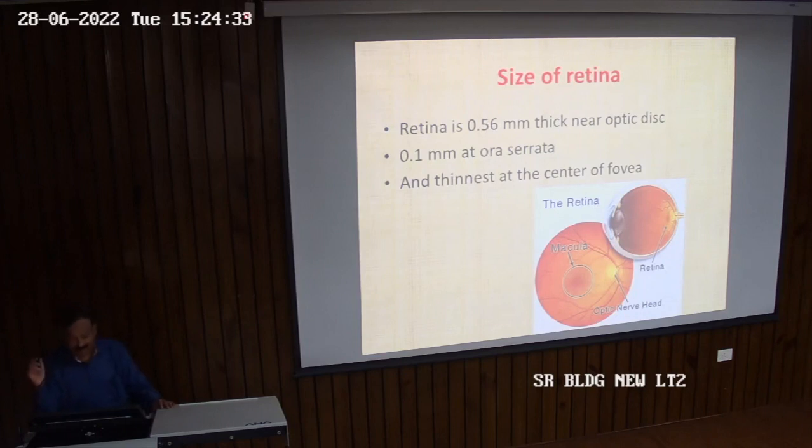So as far as the anatomy part is concerned, what is the size of the retina? Retina is a very thin layer, almost 0.56 millimeter thick near the optic disc, and 0.01 millimeter at the ora serrata. It is thinnest at the center of the fovea. Fovea means a pit or cavity. Because it is the thinnest part, it appears as a pit.